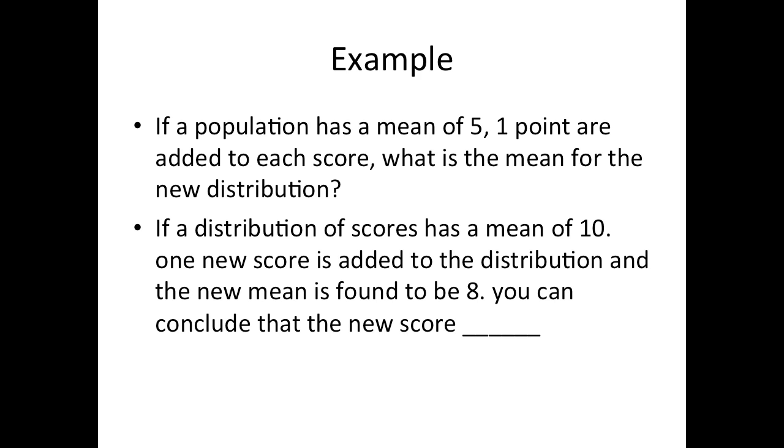So if a population has a mean of 5 and 1 point is added to each score, what is the mean for the new distribution? You just add 1 to 5, so your new mean would be 6.